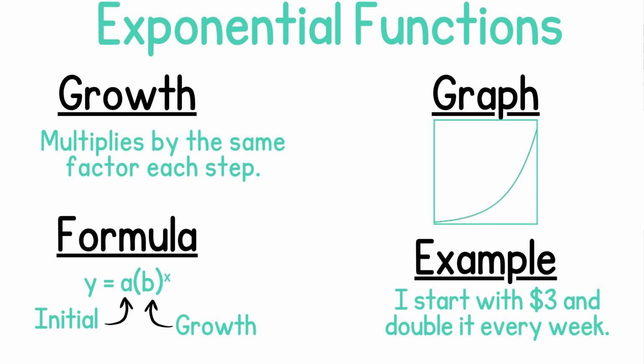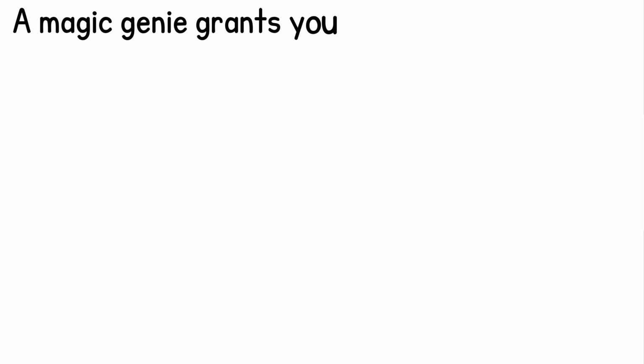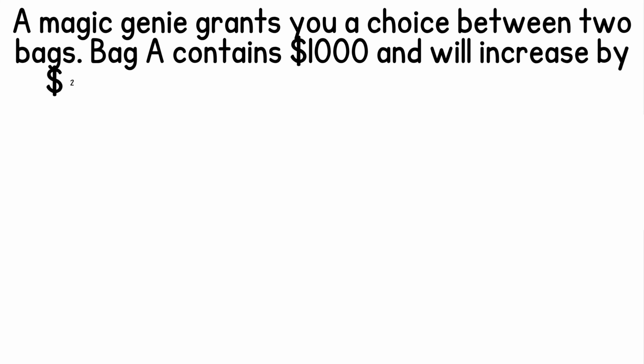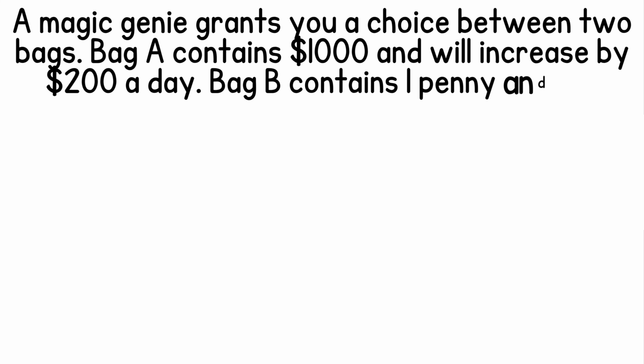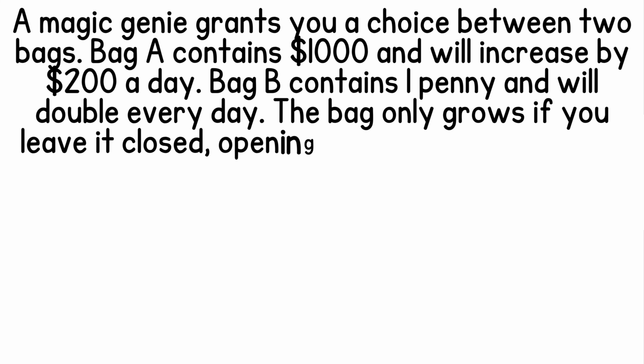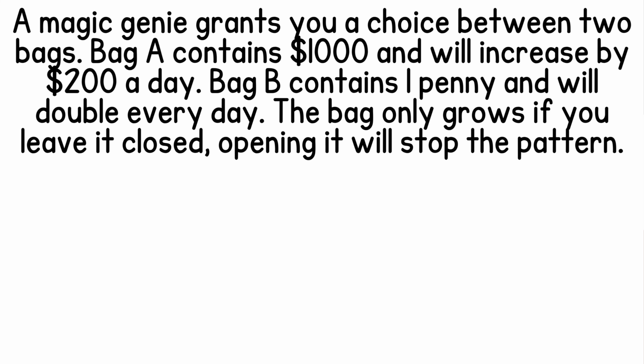So now let's look at some examples. A magic genie grants you a choice between two bags. Bag A contains $1,000 and will increase by $200 a day. Bag B contains 1 penny and will double every day. The bag only grows if you leave it closed. Opening it will stop the pattern. Let's look at each bag and see how much we can earn.